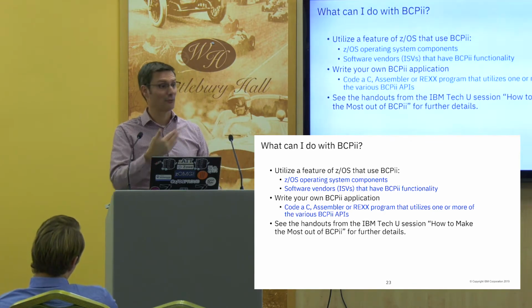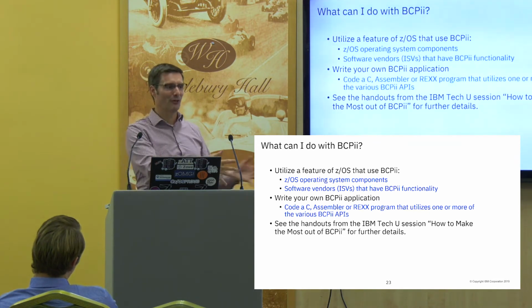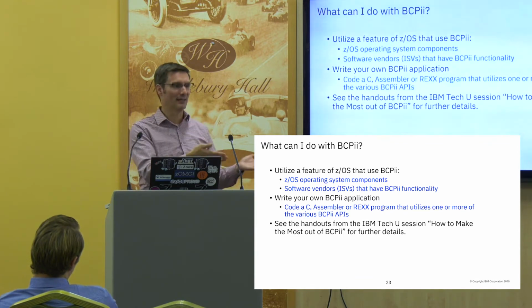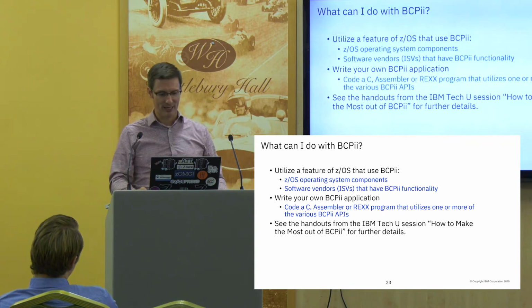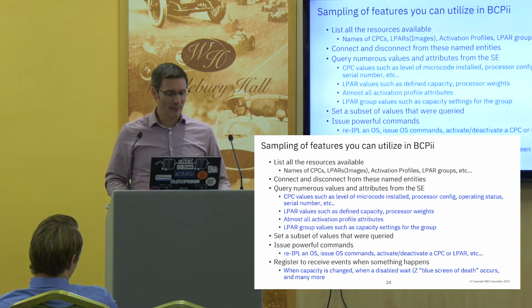So yes, you can have it automatically come up. But you probably don't want to have it automatically come up if you don't have a way to capture the reason, because if you have a disabled wait, that's really bad. You need to find out what's behind that and give that dump to IBM or maybe to another software vendor to help figure out what happened. Okay? So you can also write your own application. We're going to talk about that in a little bit.